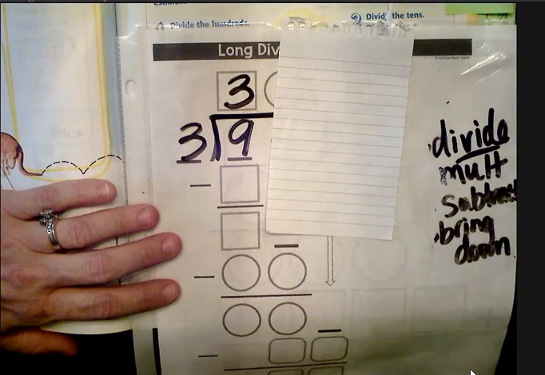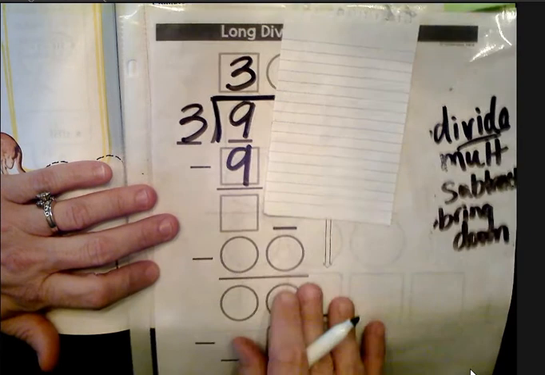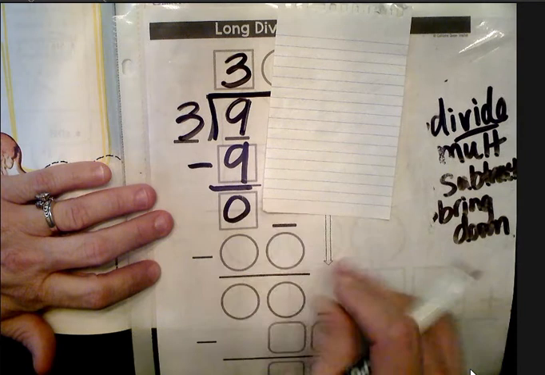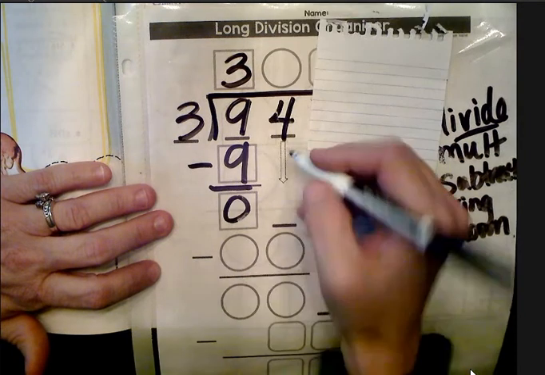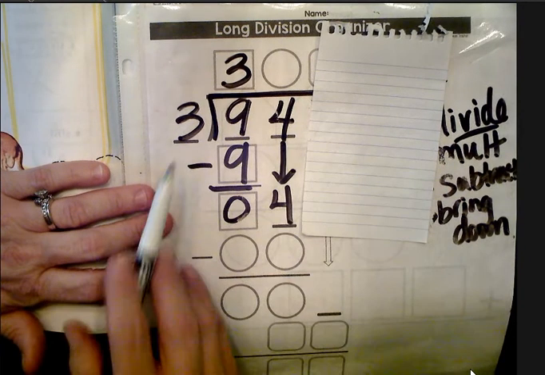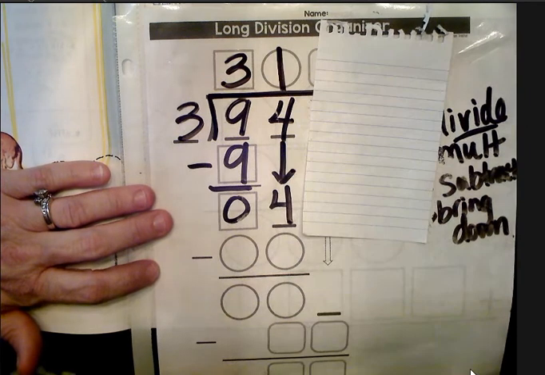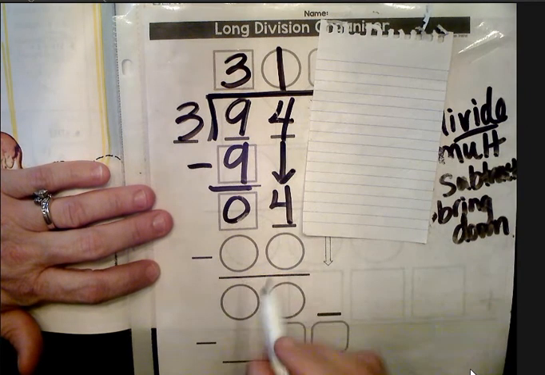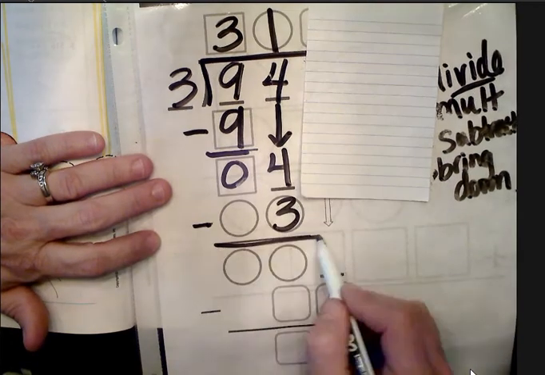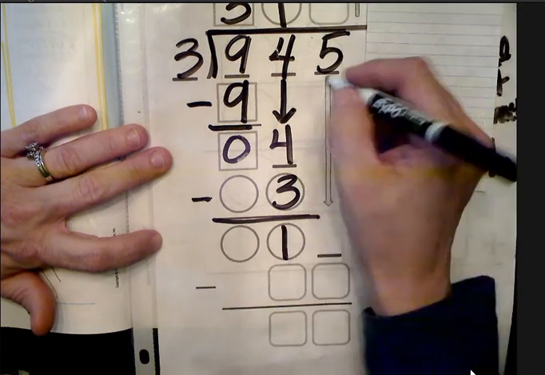3 times 3 is 9. Now my next step is to multiply. 3 times 3, just said it, it's 9. Now our next step is to subtract. 9 minus 9 is 0. Next step, bring down. Let's bring down this 4. And we're going to go from here. How many times does 3 go into 4? Well, it only fits one time. I can only fit 1 three in there. 2 threes would be 6. 1 times 3, we multiply, is 3. Subtract. 4 minus 3 is 1. Bring down the next number.